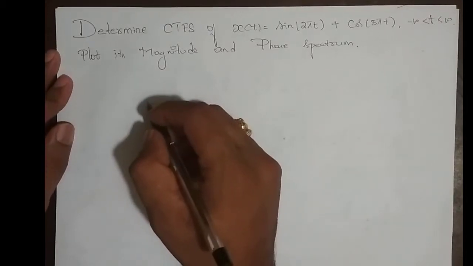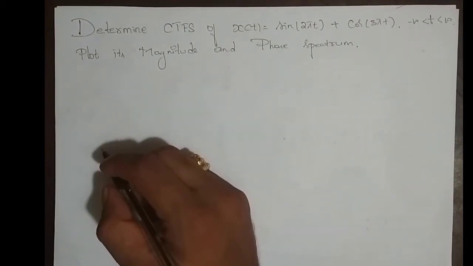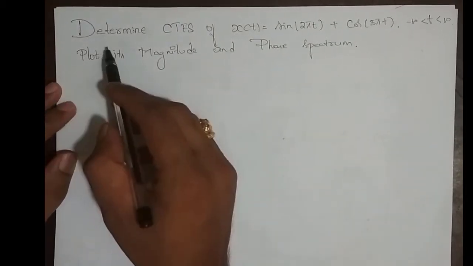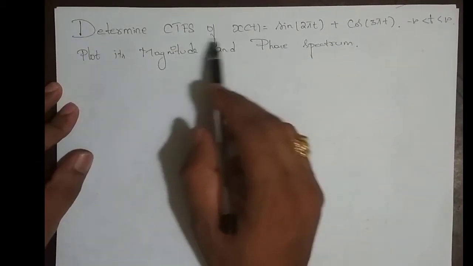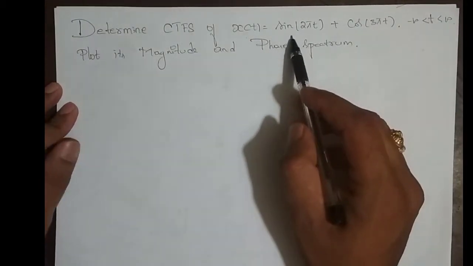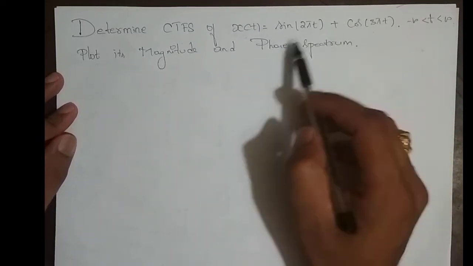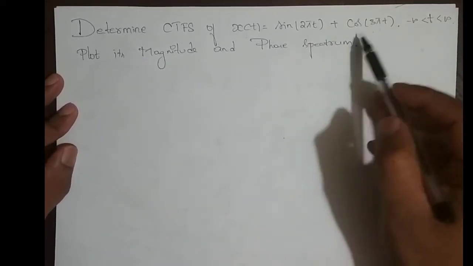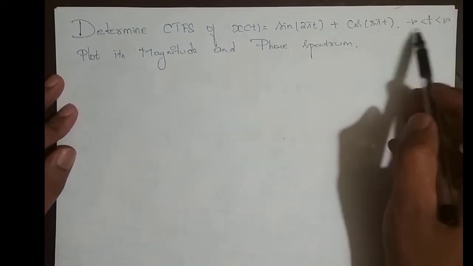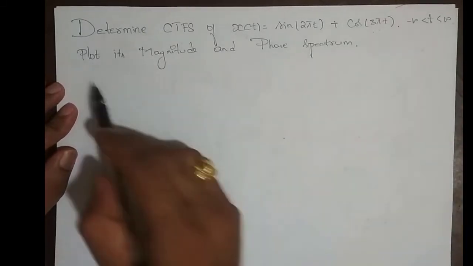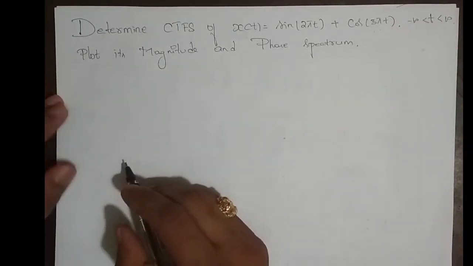Hey guys, we shall take one more problem on continuous time Fourier series. The problem is: determine the continuous time Fourier series of x of t, which is a sum of two periodic signals, sine 2 pi t and cos 3 pi t, where t varies from minus infinity to infinity. I also need to plot its magnitude and phase spectrum.